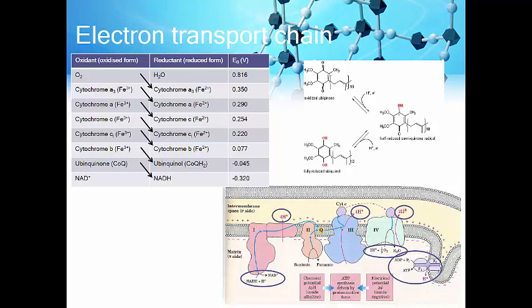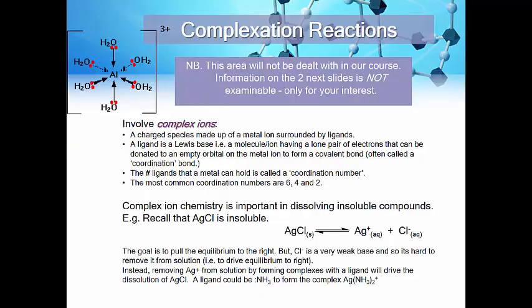Okay, so now we have complexation reactions. This is just for interest's sake, and we'll be talking about this more in biological and physical chemistry. So it's involved with complex ions. You have a charged species made up of a metal surrounded by its ligands. The ligands are Lewis bases, so they have a lone pair of electrons that donate into the empty d orbitals of the metal.